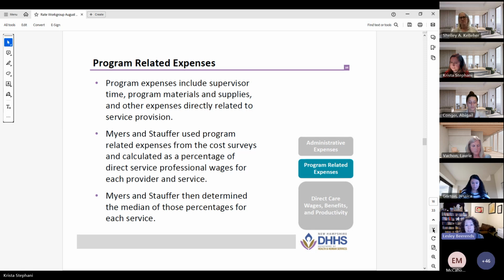And I think I forgot to mention employee-related benefits, that is consistent for the services. So that's a global percentage that we look at for everything. The productivity factor and the program-related expenses are going to be different depending on each service.